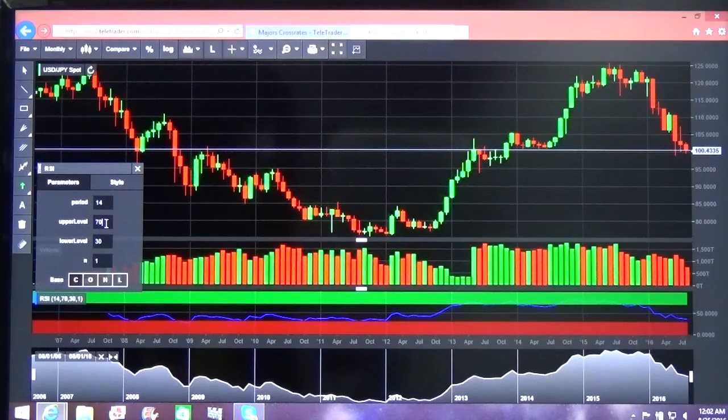If it crosses 70, it means it is overbought. Then if it crosses 70, it means it is overbought and you should sell. And if it crosses 30, it means oversold, and then you should buy.